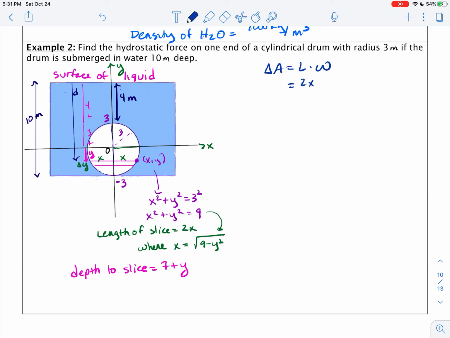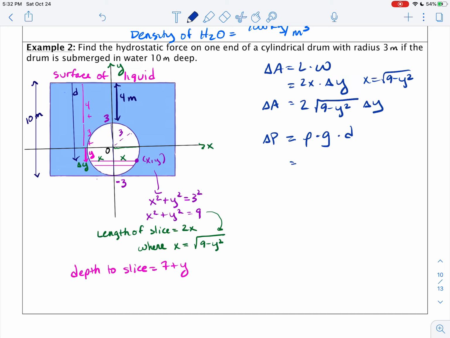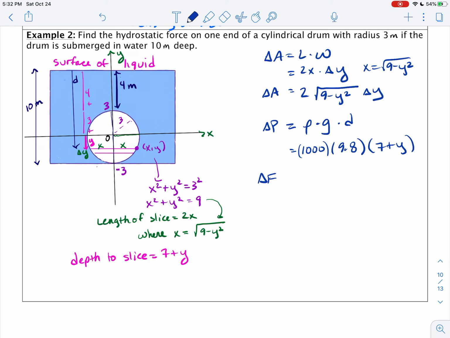So what is our delta area? That's going to be a length times a width. We figured out that it was 2x times delta y, where x was equal to the square root of 9 minus y squared. We need an expression in y if we have delta y, so we're going to replace that x with the square root of 9 minus y squared. And then we have delta y. That's our delta area. Our delta pressure, since we are in the metric system, is going to be the density times the gravity constant times the depth. So this is going to be 1,000 times 9.8 times 7 plus y.